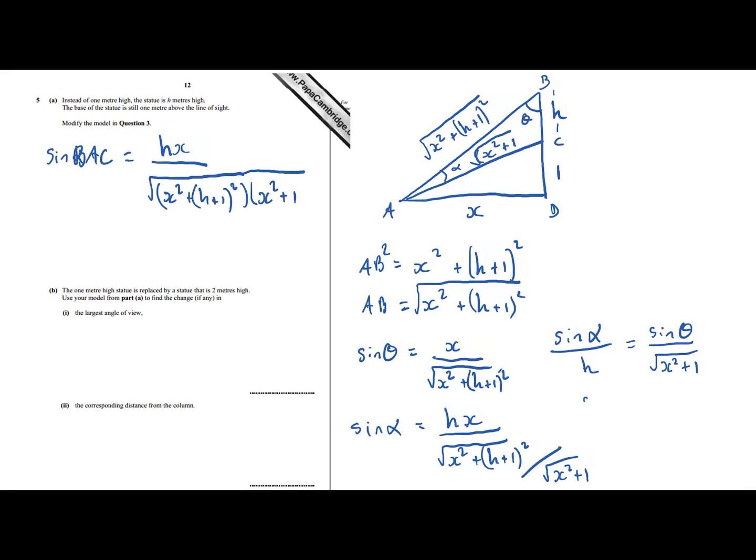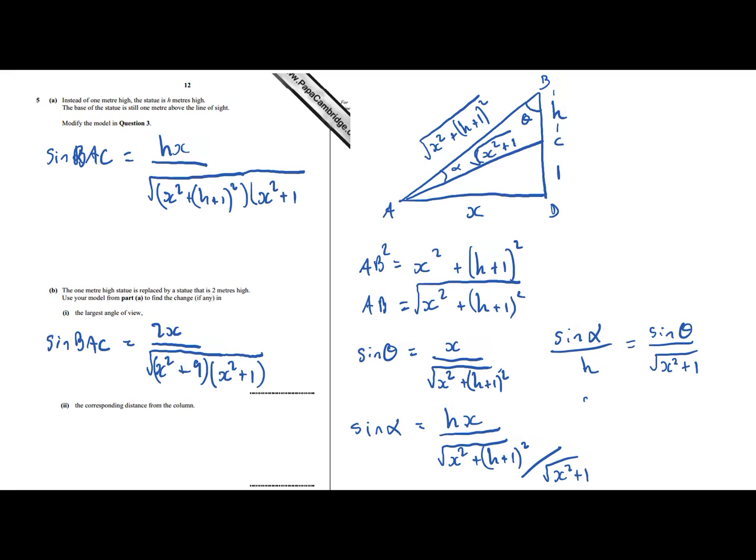The 1 meter high statue is replaced by a statue that is 2 meters high. Use your model from part A to find the change in the largest angle of view. So basically what all that's saying is H is 2, becomes sine of BAC is equal to 2x over the square root of x squared plus 3 squared, which is 9, okay, times x squared plus 1.